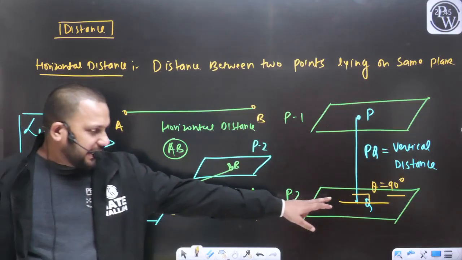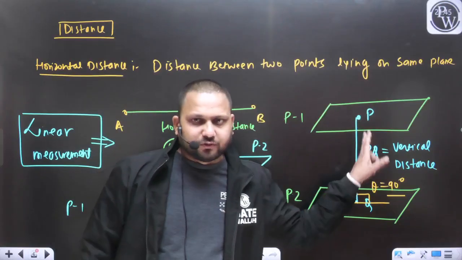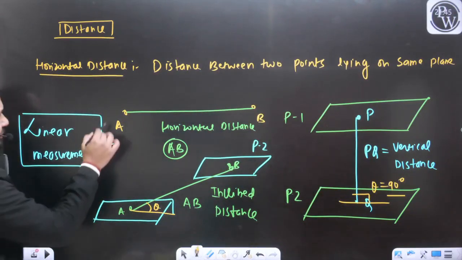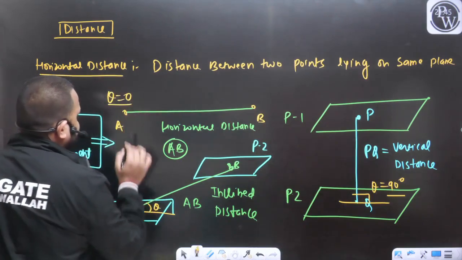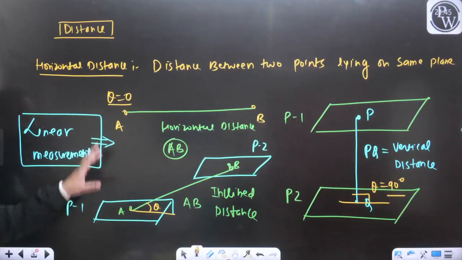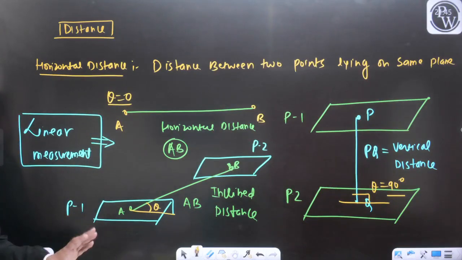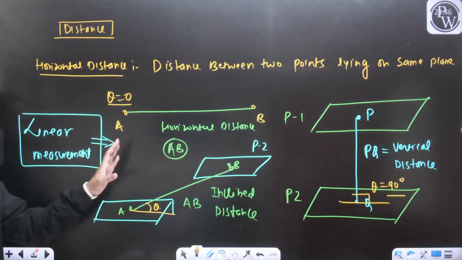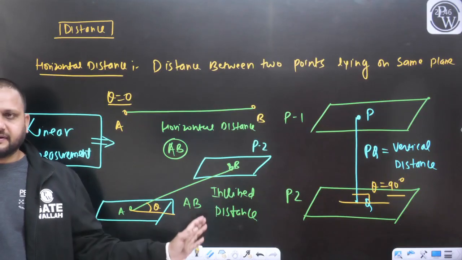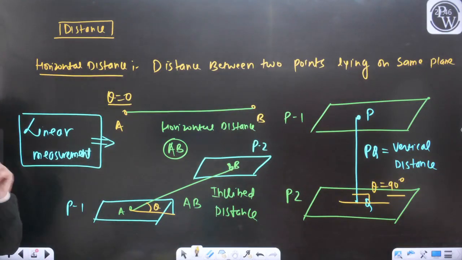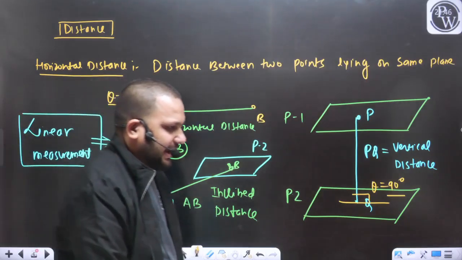If this theta is 90 degrees, can I say this distance is going to be the vertical distance? If this theta is 0 degrees, can I say this is going to be the horizontal distance? Any distance between theta equal to 0 and theta equal to 90, can we say this is going to be the inclined distance? Can we define it like this?